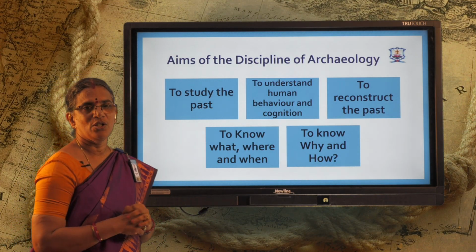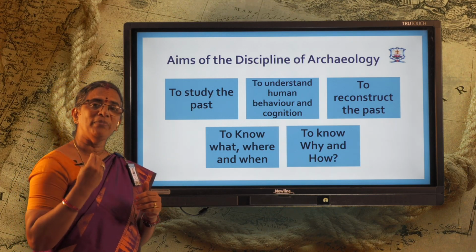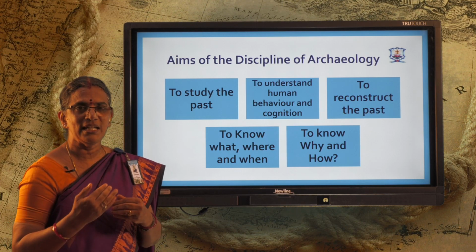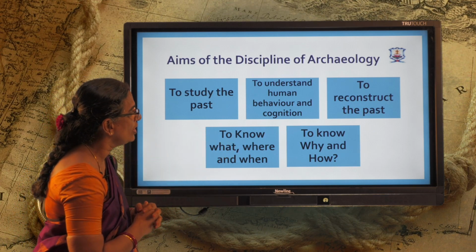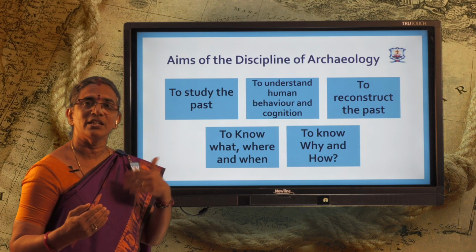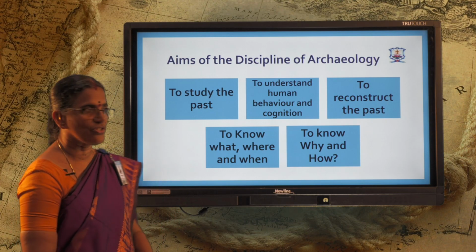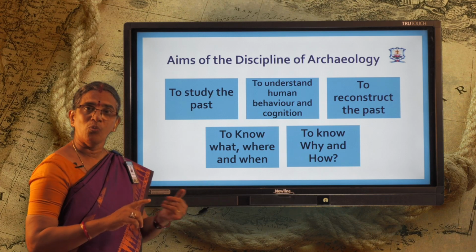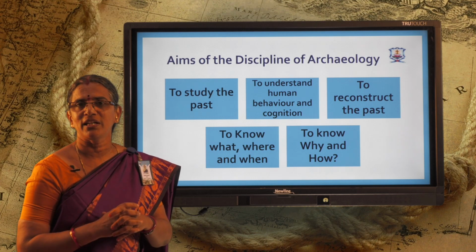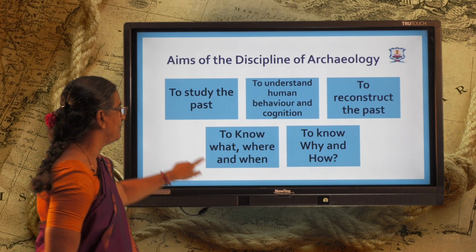So when it comes to the aims, what are the major aims? Of course, to study the past. So that's the first aim. And to understand human behavior and cognition. Cognition is our thinking skills, how well we developed as human beings. So that is also part of the aim of archaeology. And to reconstruct the past. Based on the material evidence, how are we going to reconstruct the past, their society, their technology, their economic conditions, all that we are trying to reconstruct. So to put it very simply, to know what happened, where did it happen, and when did it happen. So that is also one of the major aims of archaeology. Apart from that, we are also interested to know why it had happened and how it had happened.